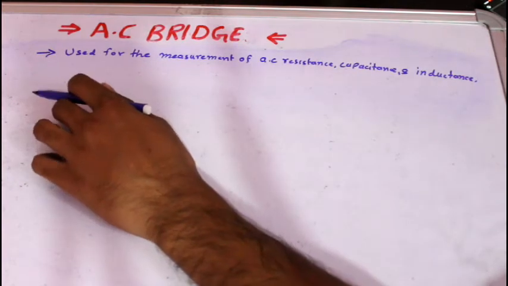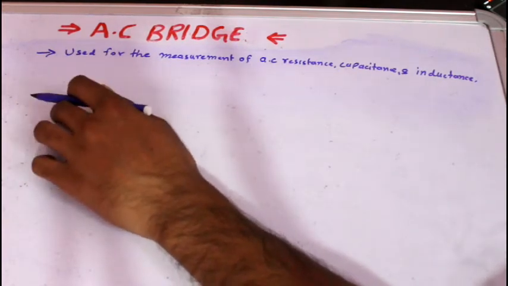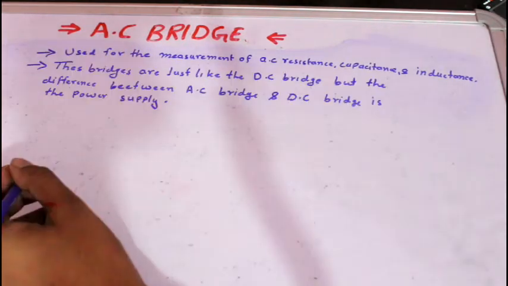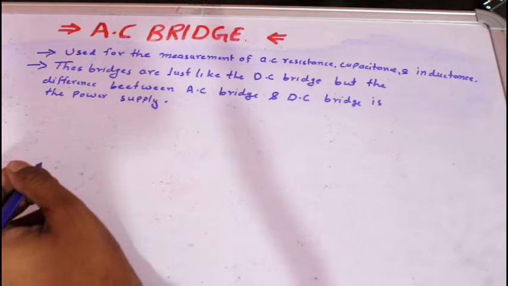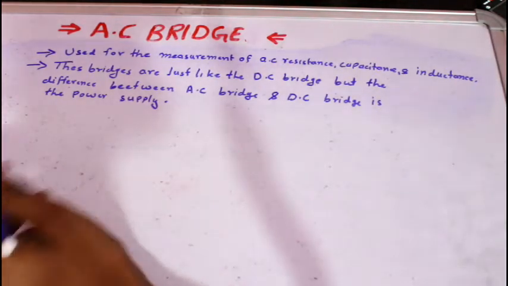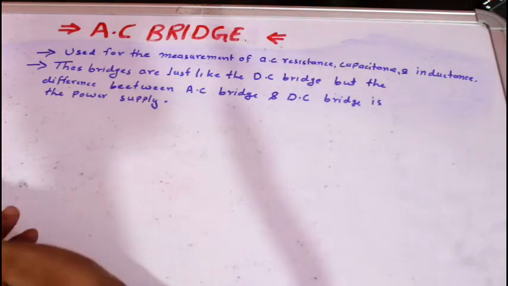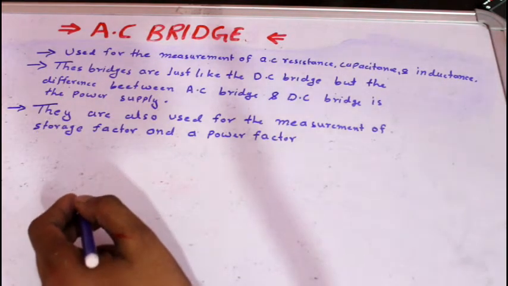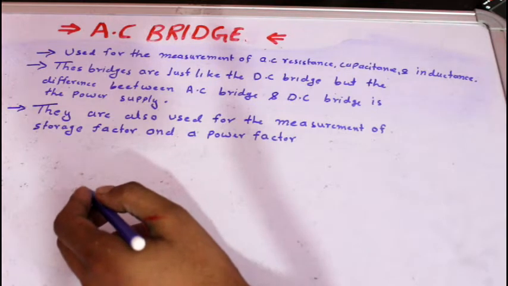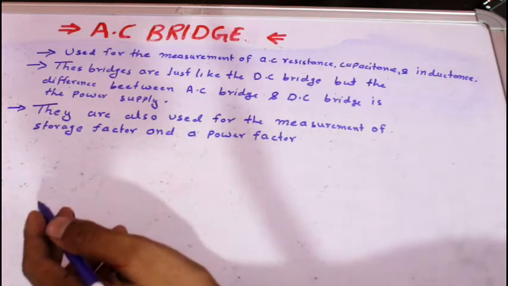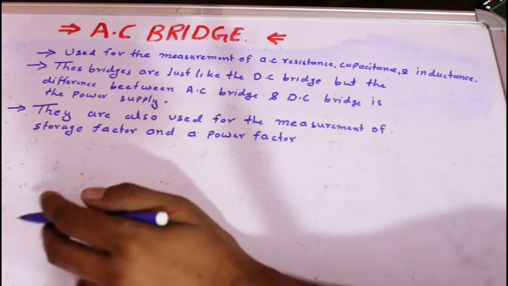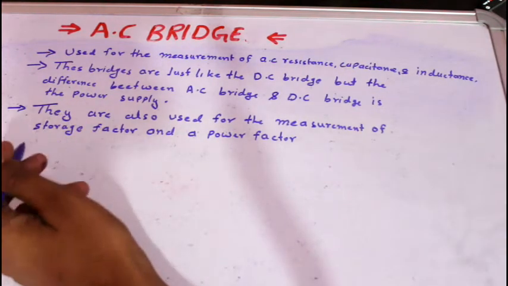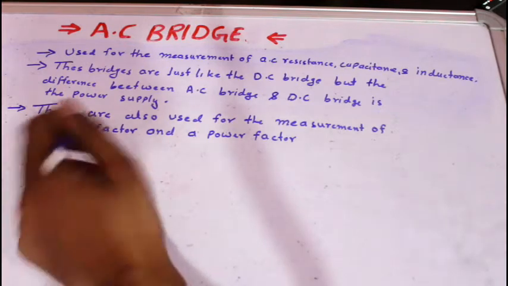These bridges are just like the DC bridges, but the difference between the AC bridge and the DC bridge is the power supply. They are also used for the measurement of storage factor and power factor. In the AC bridge, the circuit consists of 4 arms having 4 impedances, a detector and an AC voltage source. So, if we draw a basic AC bridge network, it will be like this.